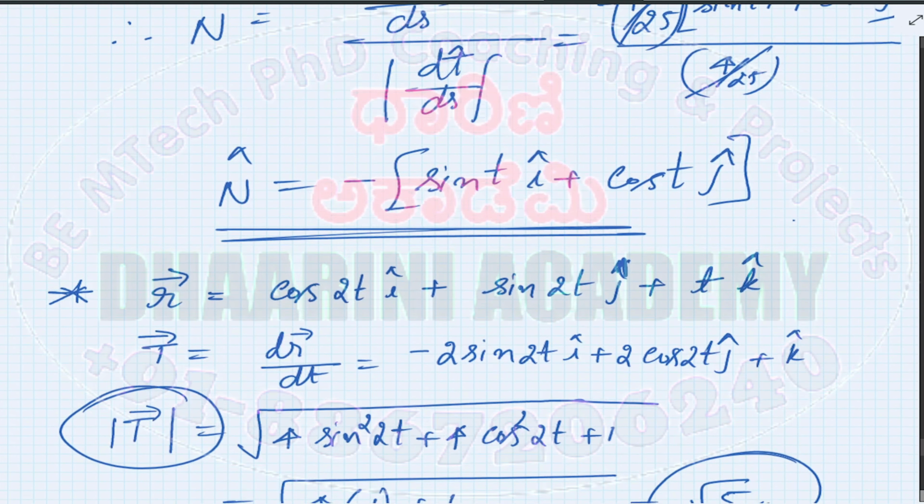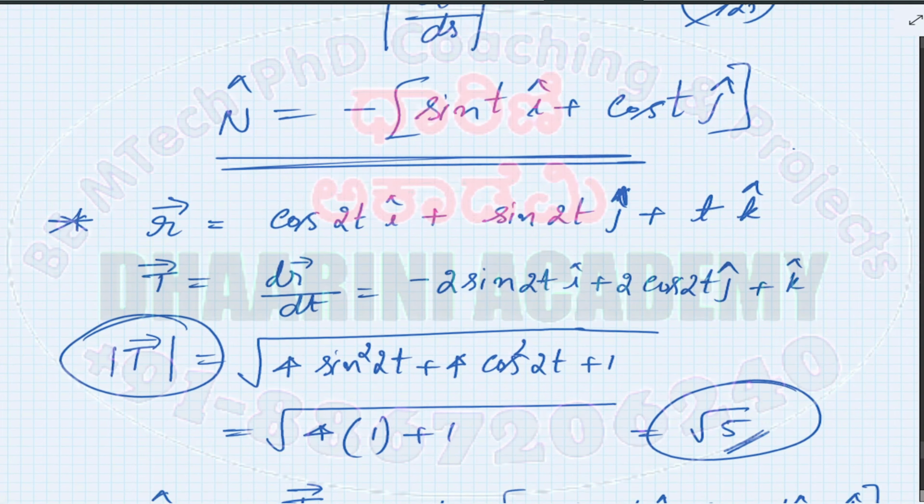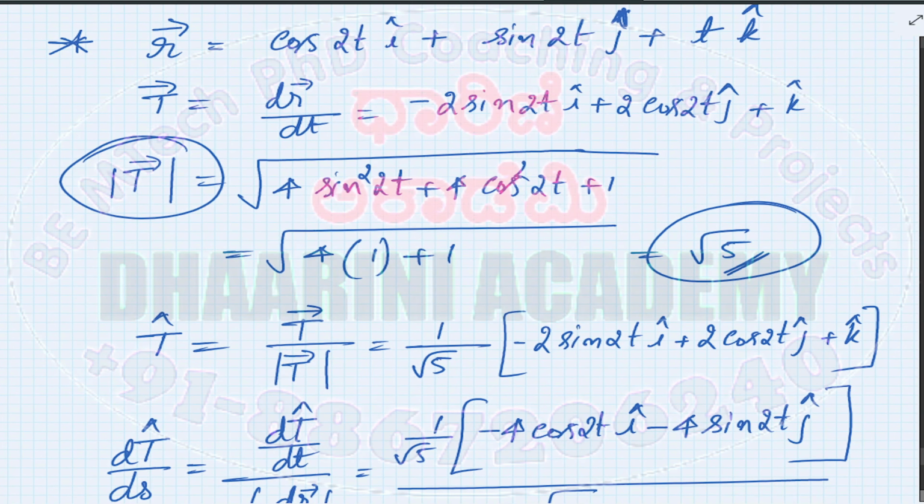Let's proceed further. This was the next problem that we had solved. Here you can see that the r vector is given as cos 2t i cap, sin 2t j cap, t k cap. First you find T, which is nothing but the tangent vector. How do you do that? You can differentiate the given equation to get this. So there was cos 2t, whose differentiation is minus 2 sin 2t. Then we have sin 2t, differentiation is 2 cos 2t. We'll multiply that with j. And the third term is t into k cap, which becomes simply k cap.